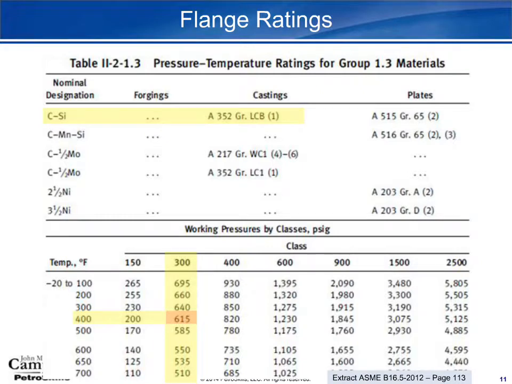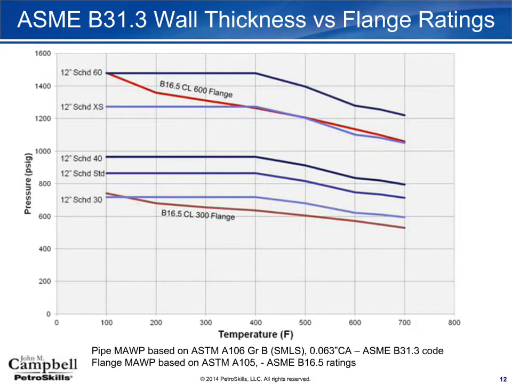So what we did here was take, again, the 12-inch pipe, and you can see the two lines there for class 300 and class 600 flanges, which are curving downwards from 100. And then I ran calculations for different pipe wall thicknesses in A106 grade B material.